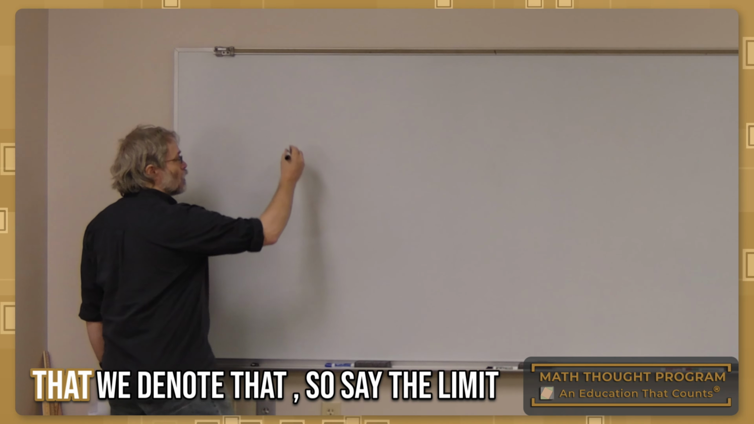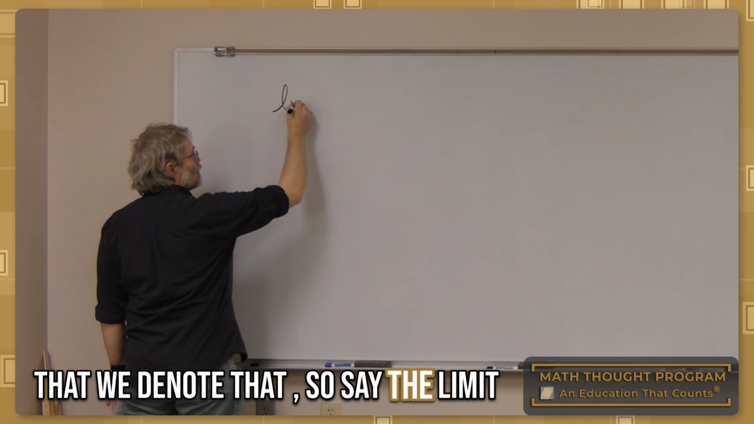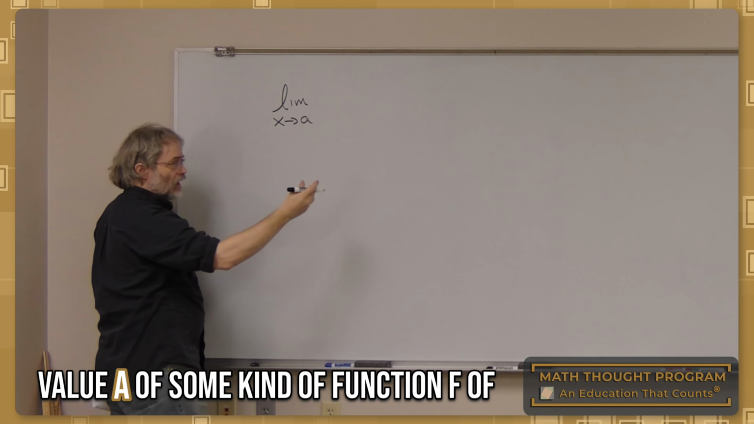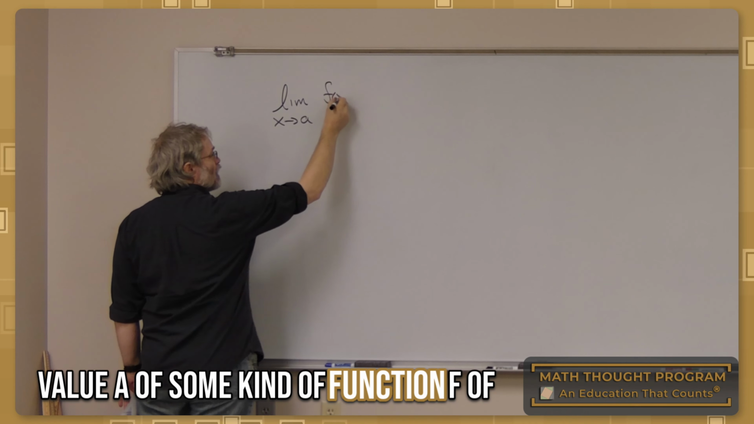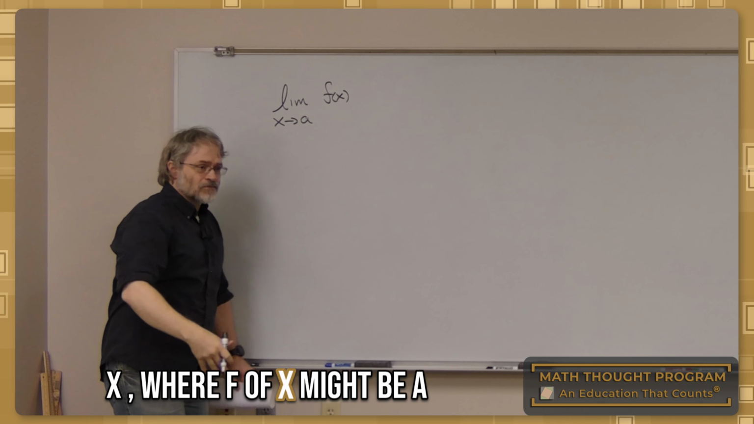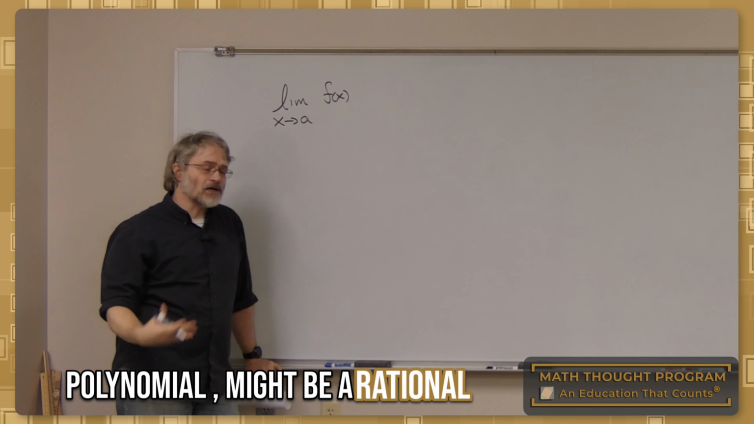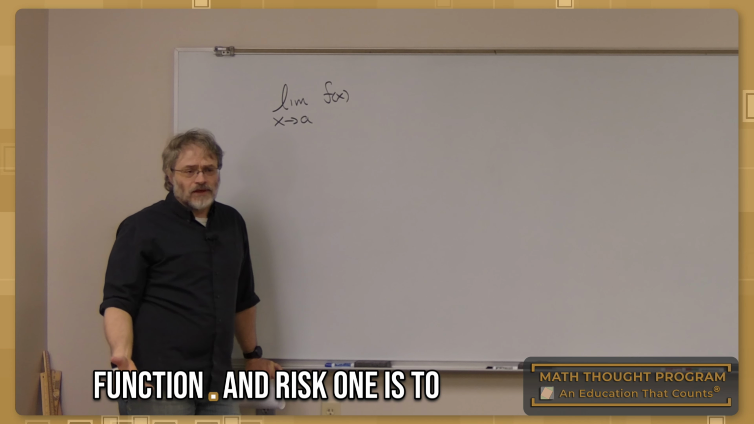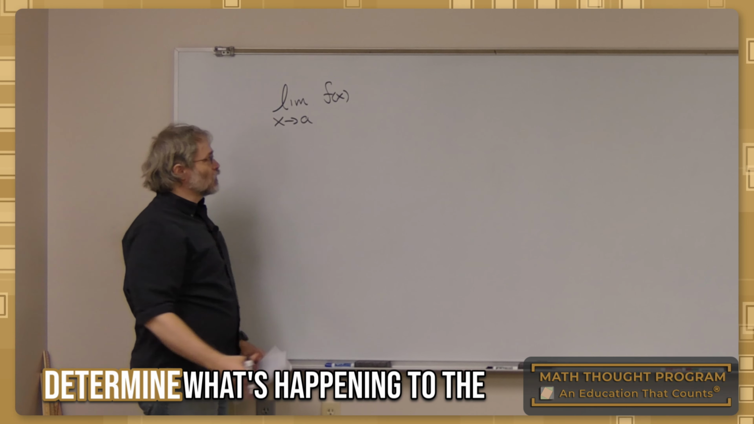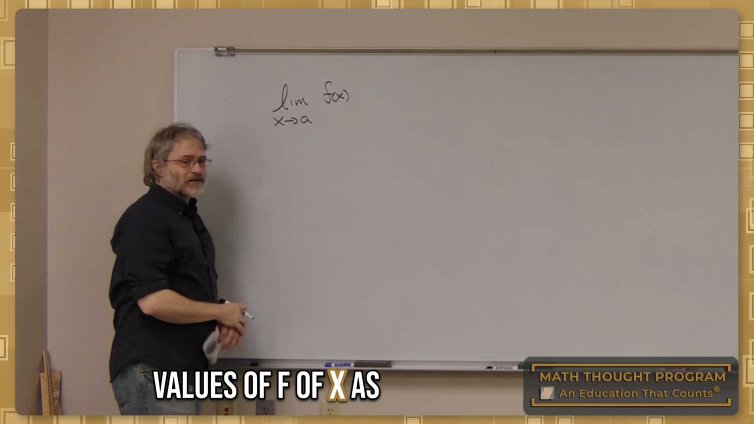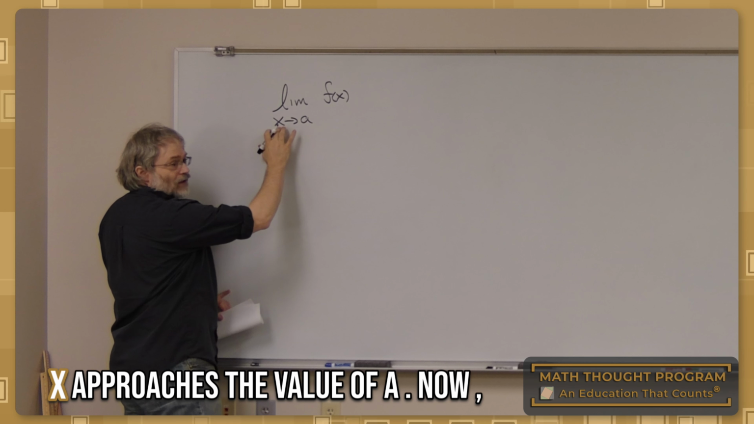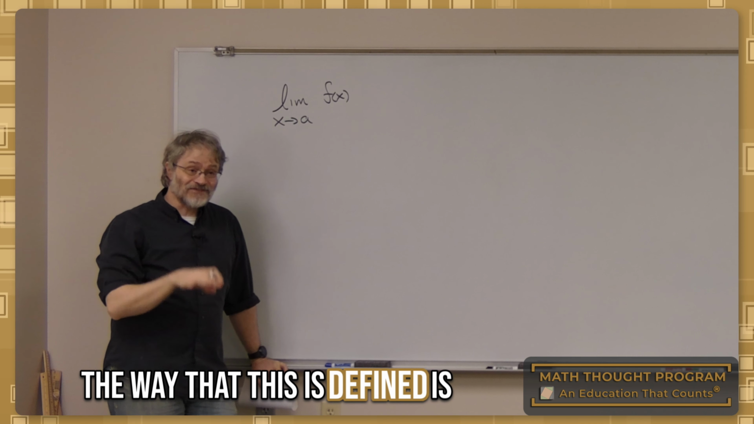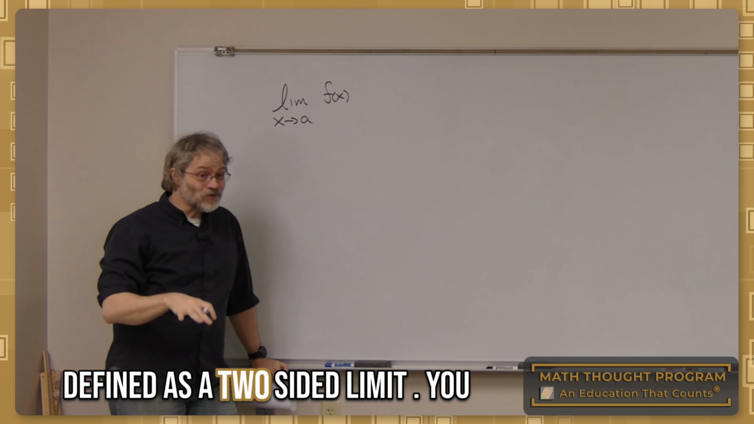Okay, and the way that we denote that, so we'll say the limit as x approaches some particular value a of some kind of function f of x, where f of x might be a polynomial, might be a rational function, some transcendental function, some kind of function. And we just want to determine what's happening to the values of f of x as x approaches the value of a.